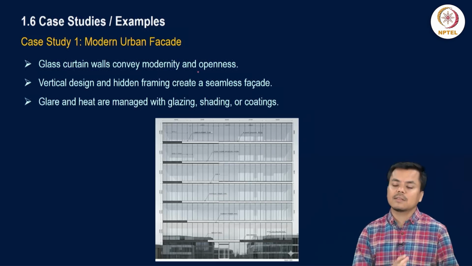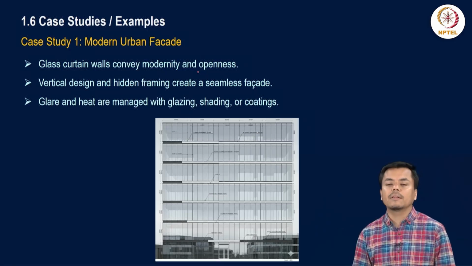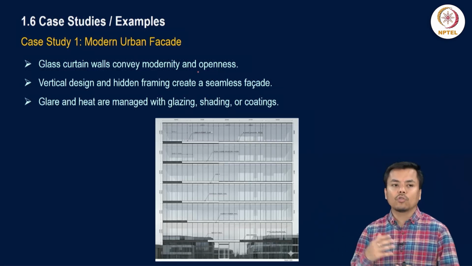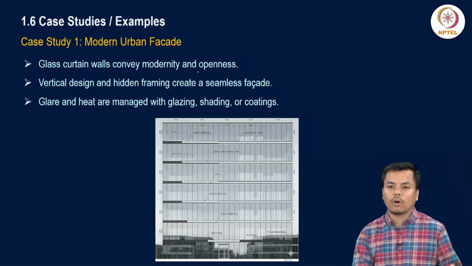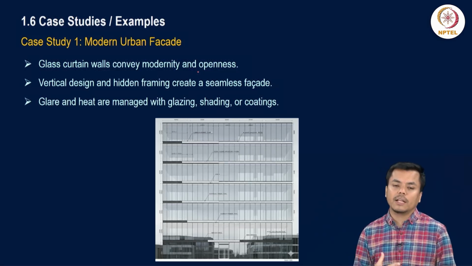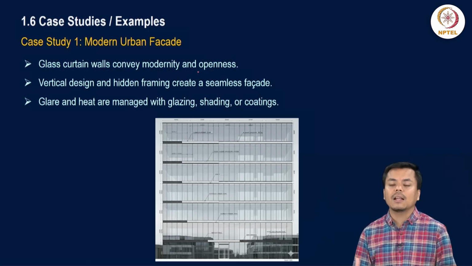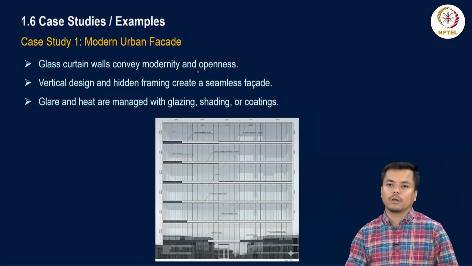The material choices are also very important, because the elevation completely depends on the material that you have selected for your project along with the design elements, but both have to complement the concept that you have thought of. Vertical design and hidden framing create a seamless facade. In this case, glare and heat can be managed with appropriate shading or coating in the curtain wall that is used. So you have to justify the use of material along with what you have envisioned for the project.